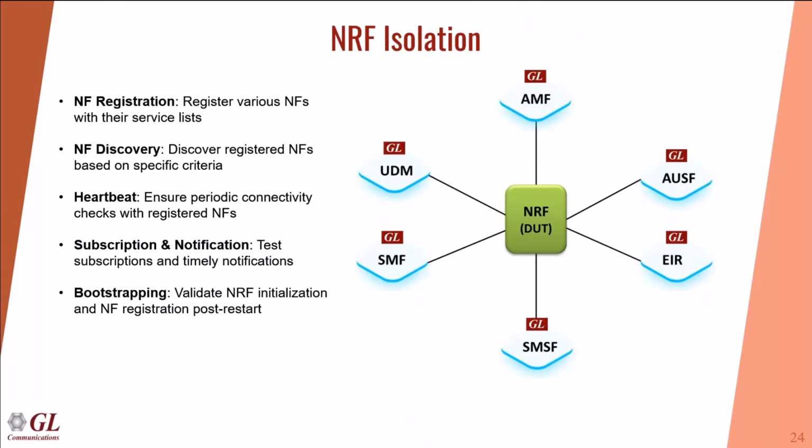So in this case, the device under test is NRF. So we are wrapping NRF around all the 5G network functional elements. We can register different network functions, and we can check whether the registered network functions can be discovered by other network functions based on the specific criteria defined by the user. And we also support the subscription and the notification procedures here, along with the bootstrapping. So we can surround NRF with multiple network functions in order to test whether NRF can discover all the network functions.